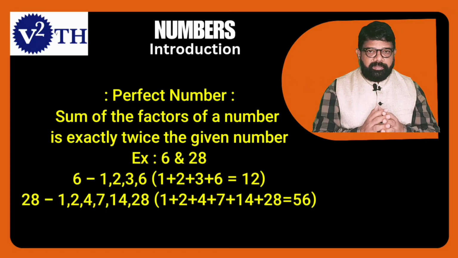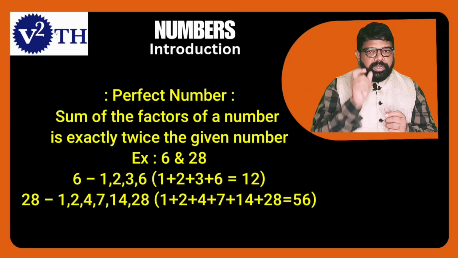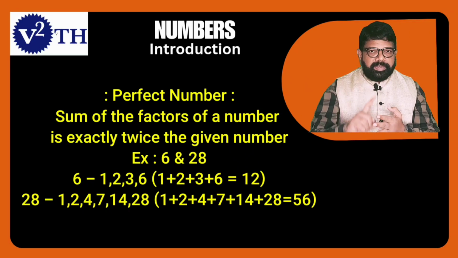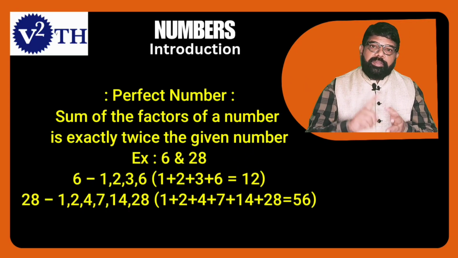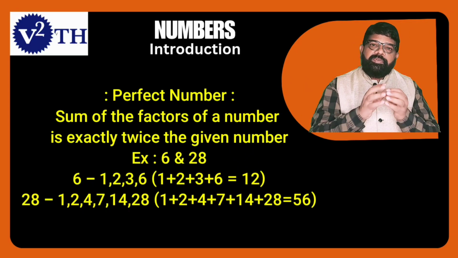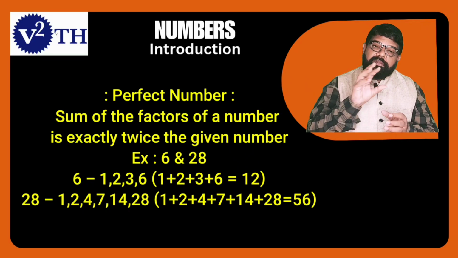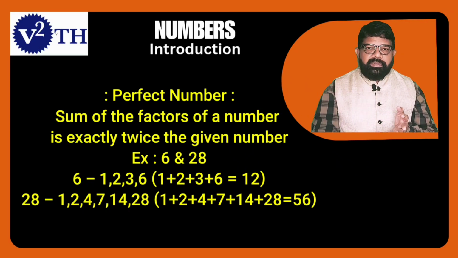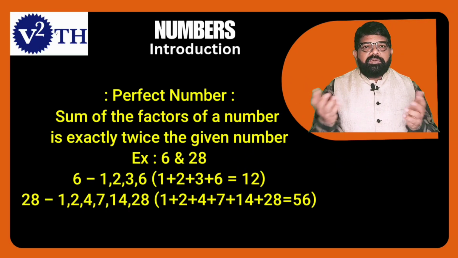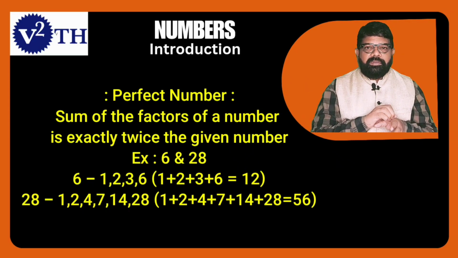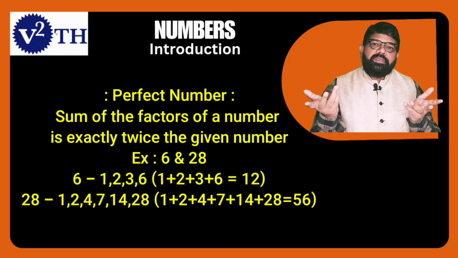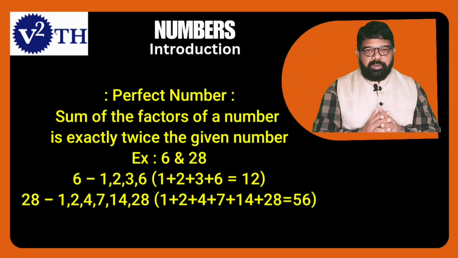Similarly, 28. What are the factors of 28? 28 is divisible by 1, 2, 4, 7, 14, 28. These are the factors of 28. Now take the sum of the factors. 1 plus 2 plus 4 plus 7 plus 14 plus 28. How much did you get? 56. The number is 28. The sum of the factors is 56. Exactly twice the given number.